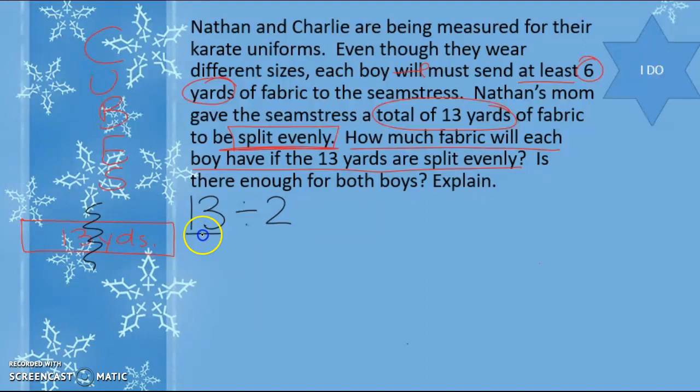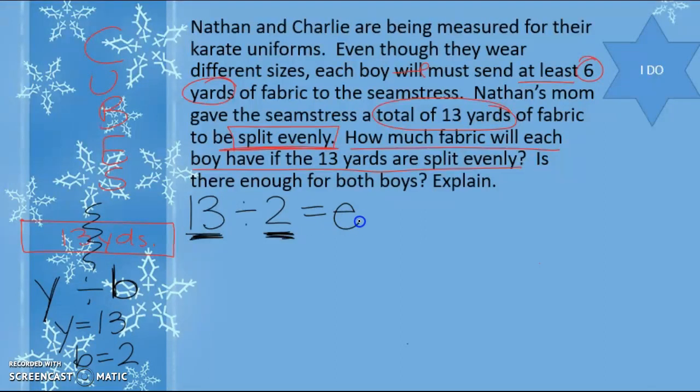I have 13 yards of fabric, and it must be divided for 2 boys. If I were to represent these with letters, I would say the 13 is yards, so I would call that Y, and the boys, I would call them B for boys, Y divided by B. Y, which is the yards, is 13, and B, which is the boys, is 2. But what I don't know is how much each boy will get.